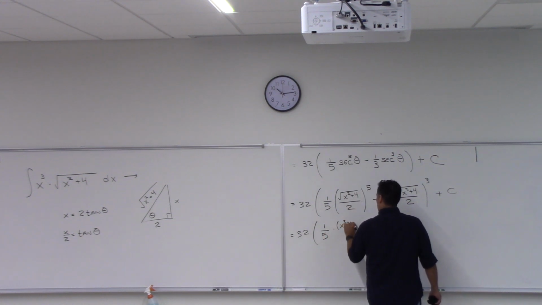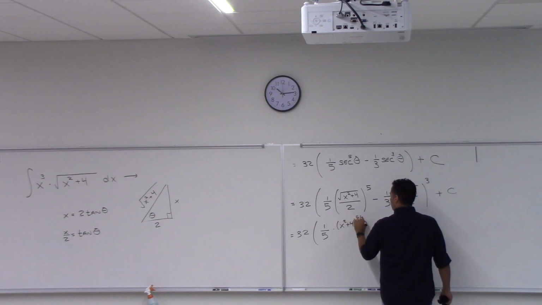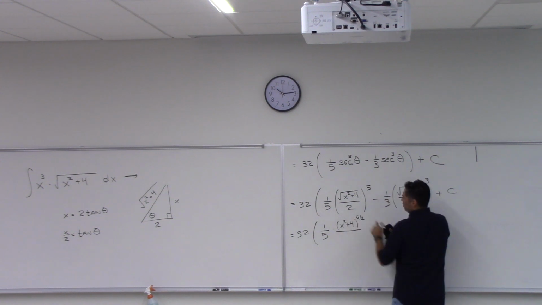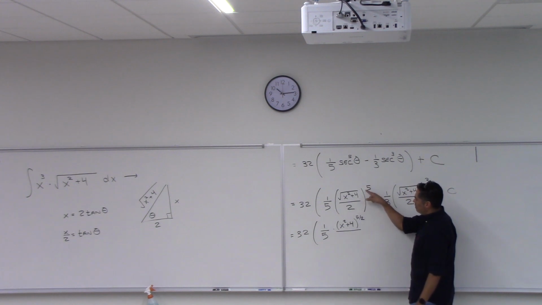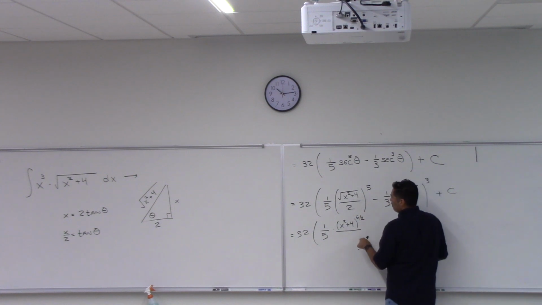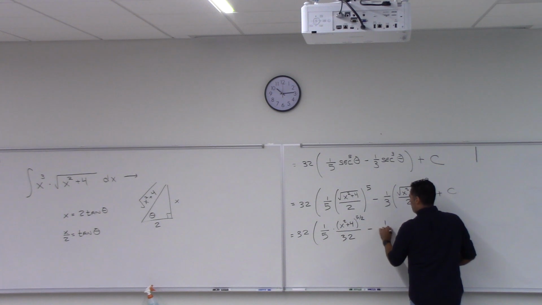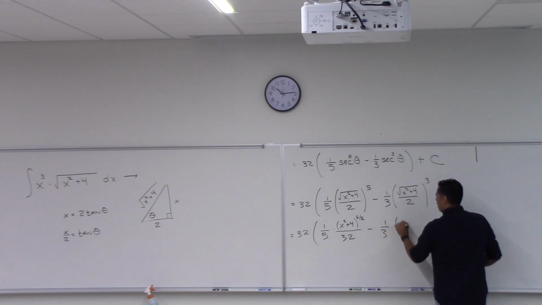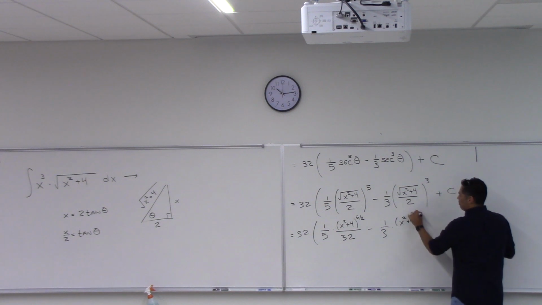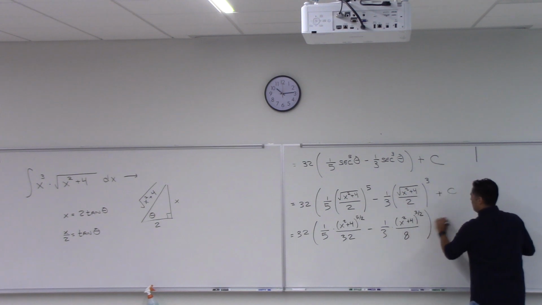X squared plus 4 to the 5 halves over, so what I'm doing here is putting the 5th power on this, which means this. And what's 2 to the 5th power? 2 times 2, 32. And then minus 1/3, and then this right here will be x squared plus 4, this time to the 3 halves power, and then over 2 to the 3rd, which is 8, plus c.